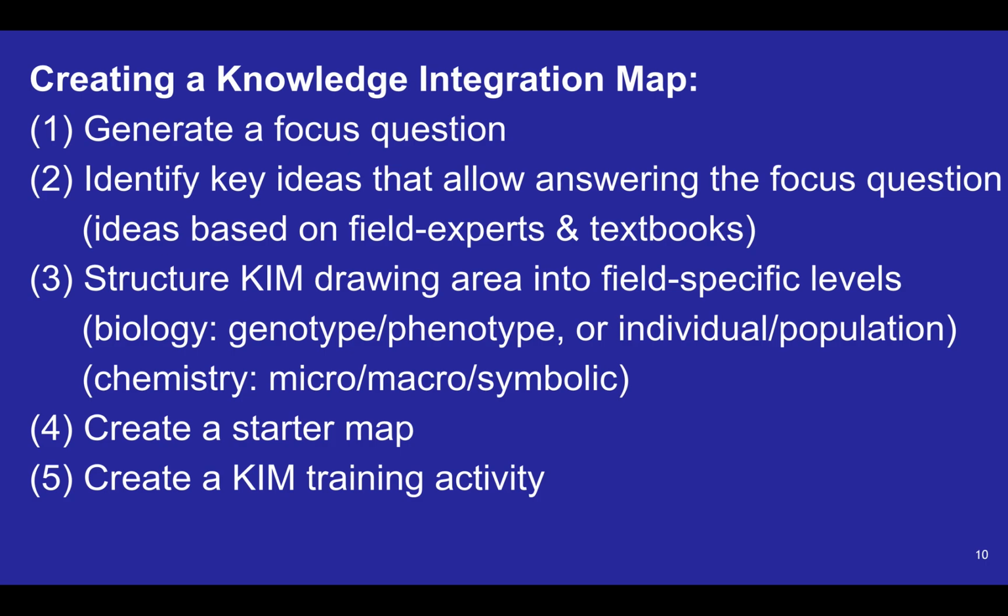Here's how to conceptually create a knowledge integration map. First, you generate a focus question. Second, you identify key ideas to allow the answering of the focus question. These ideas are based on field experts and textbooks, etc. Third, you structure the KIM drawing area into field-specific levels. As before, say if you're doing biology, you have genotype or phenotype, or individual versus population. In chemistry, you could have micro, macro, and symbolic. Fourth, you create a starter knowledge integration map, and then fifth, you create KIM training activities to make sure that students know how to use them and interact with them.